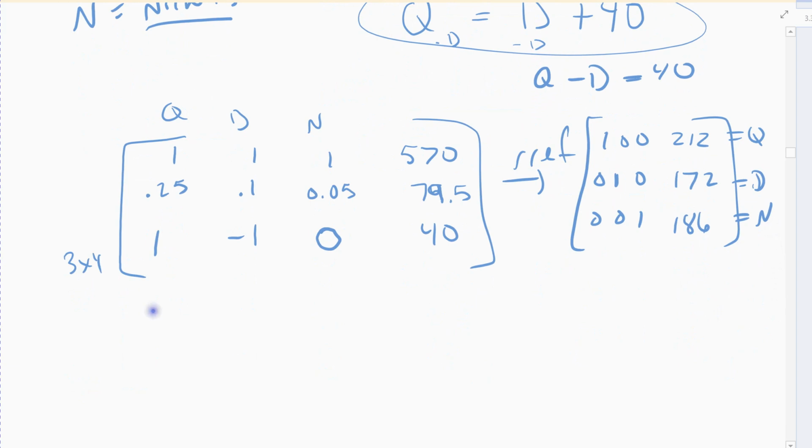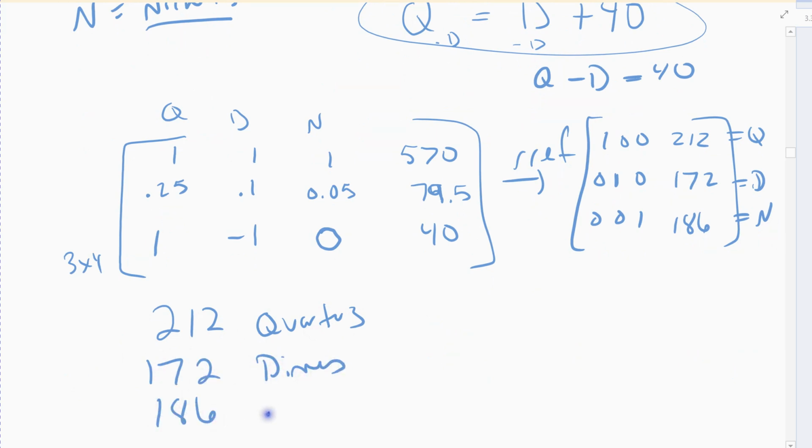So there's my answer. There are 212 quarters, 172 dimes, 186 nickels. If I add that up, that should add to 570. If I found the value, it should add up to $79.50, right? If I took 212 quarters plus 172 dimes and 186 nickels, the value should be $79.50. And I have 40 more quarters than dimes. So you can do a quick mental check that your answers are right. It solves all three equations.